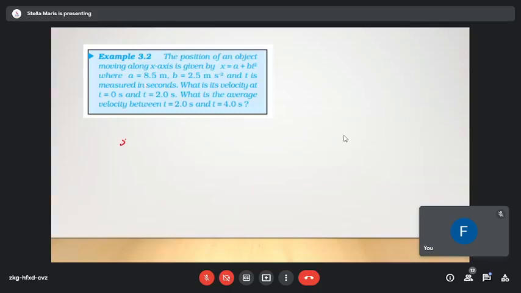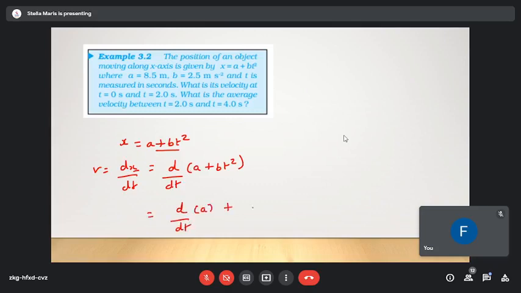See, we have an equation that is x is equal to a plus bt squared. Now to find out velocity, it is dx by dt. That is, we are differentiating position with respect to time. So that is d by dt of a plus bt squared. Now you can write like this, d by dt of a plus d by dt of bt squared.